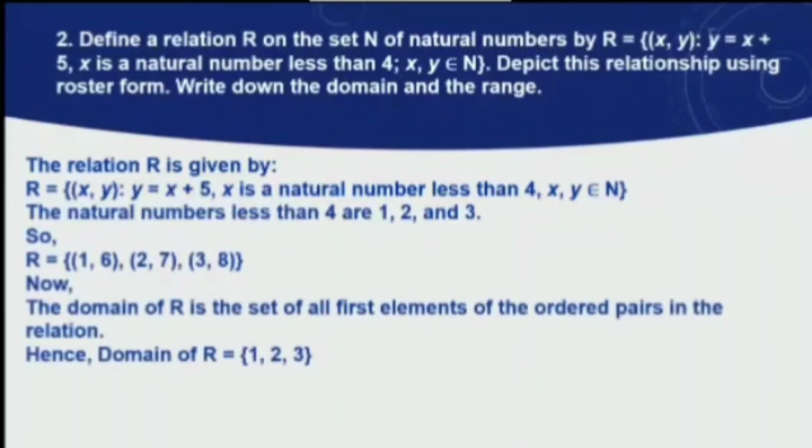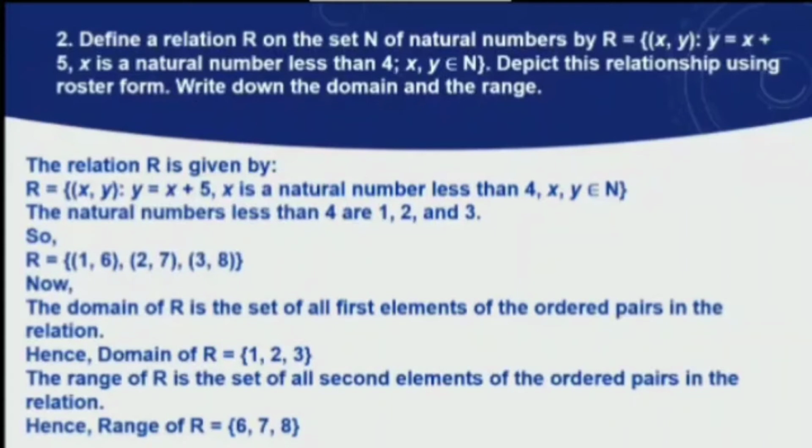The domain of R is the set of all first elements of the ordered pairs in the relation. Hence my domain is 1, 2 and 3. And what is my range? Range is the set of all the second elements. So here my range is 6, 7 and 8.